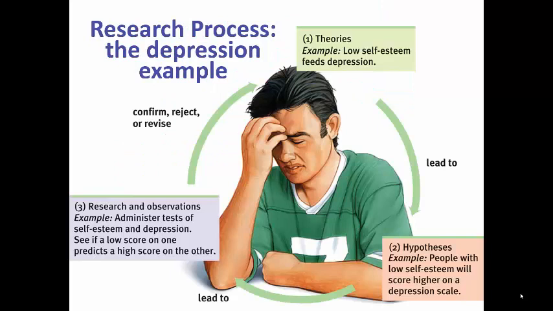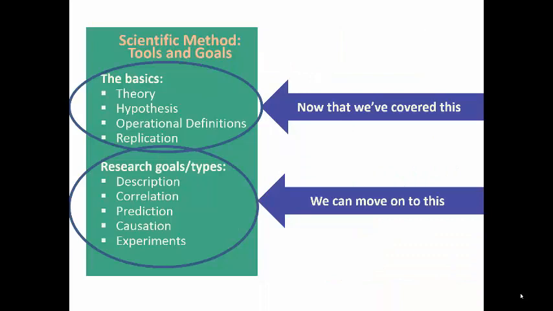So here's another example of the research process on depression. One theory of depression is that low self-esteem feeds depression, which leads to your hypothesis: people with low self-esteem will score higher on a depression scale. When we administer tests of self-esteem and depression, we want to see if a low score on one predicts a high score on the other. Once we find that, we either confirm, reject, or revise our theory, and then the whole thing starts again. So we've now covered the basics, and now we're going to talk about research goals and types: description, correlation, prediction, causation, and experiments.